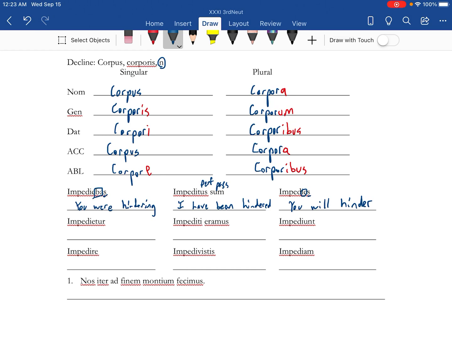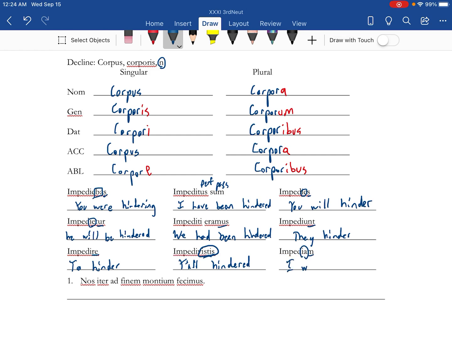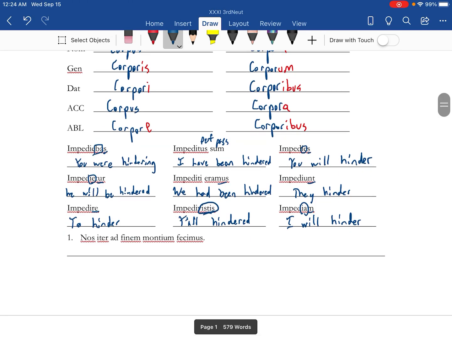And when you're ready to go, pause it, and then when you finish, unpause it and roll with me. Tur is passive. He, IE is future, will be hindered. Mus is we. Feel free to spell it correctly. We had been hindered. NT they hinder. RE to hinder. Tis is y'all. The whole isti is perfect. M is I. This I is future. Cool.